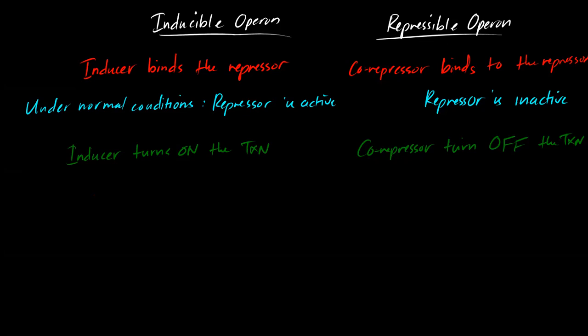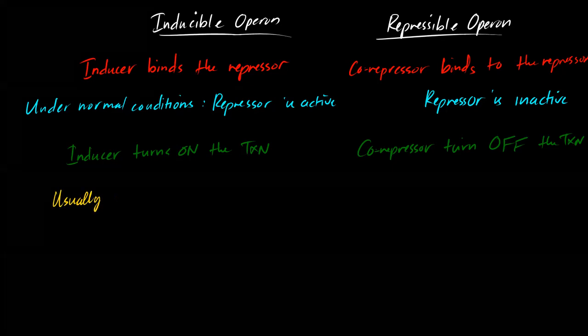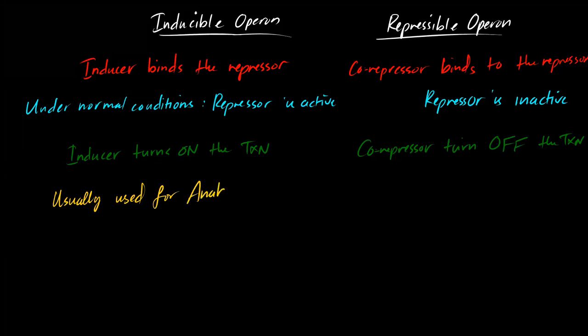Typically, inducible promoters are usually used for anabolic pathways. Anabolic pathways, and I will discuss this point in a moment. And repressible promoters usually are employed in catabolic pathways.